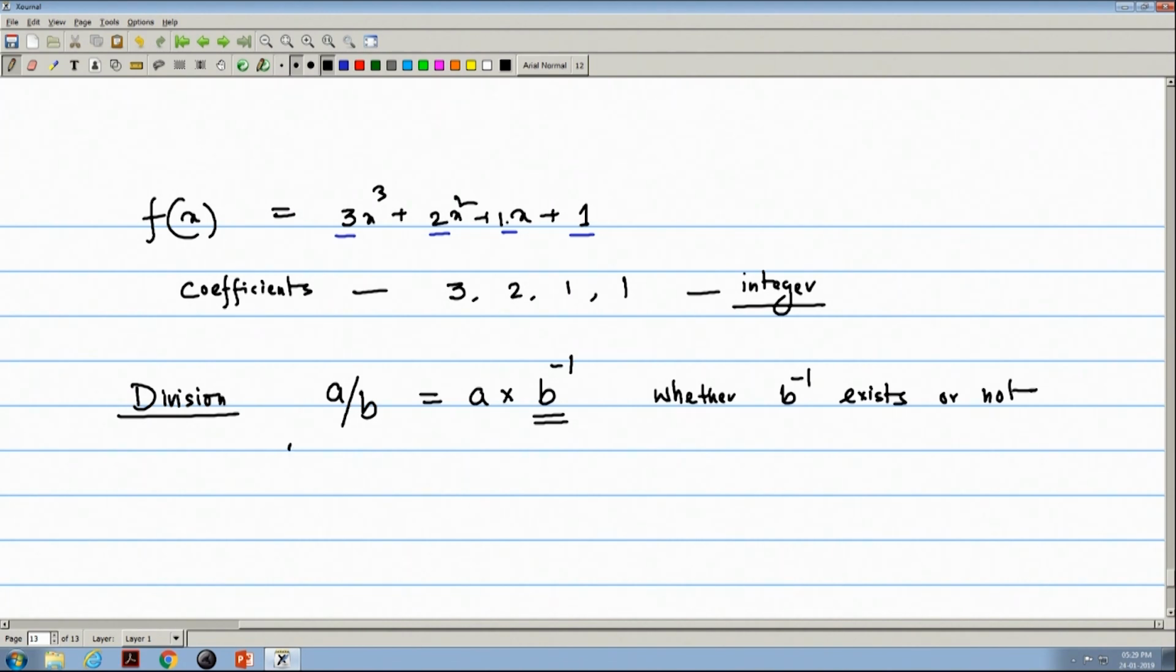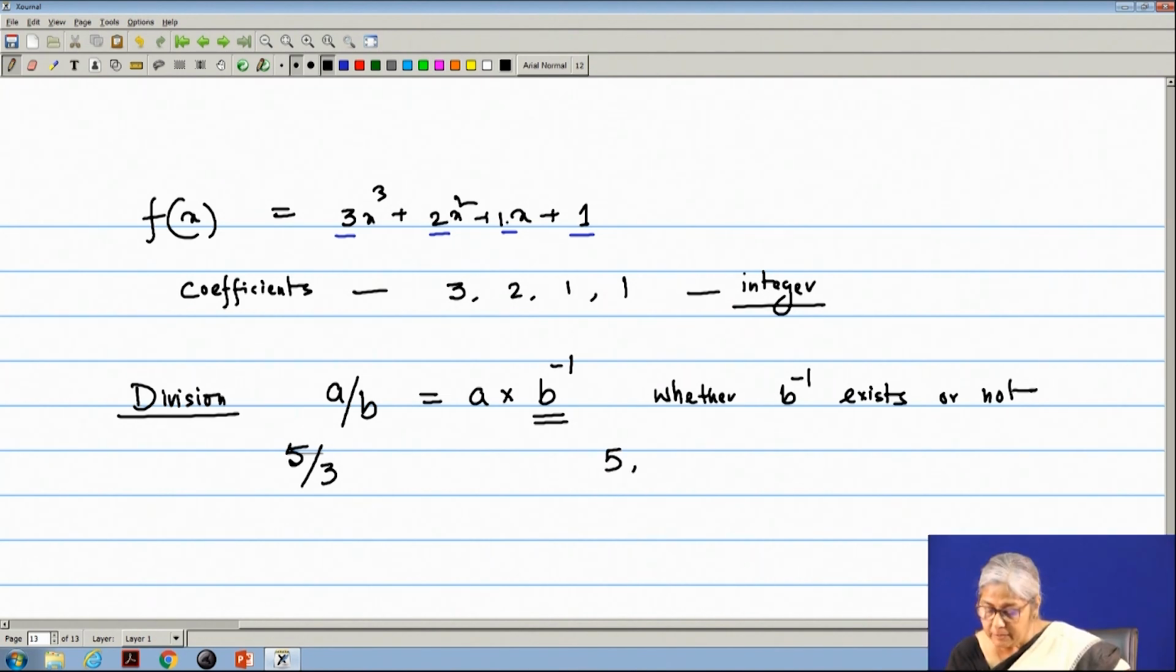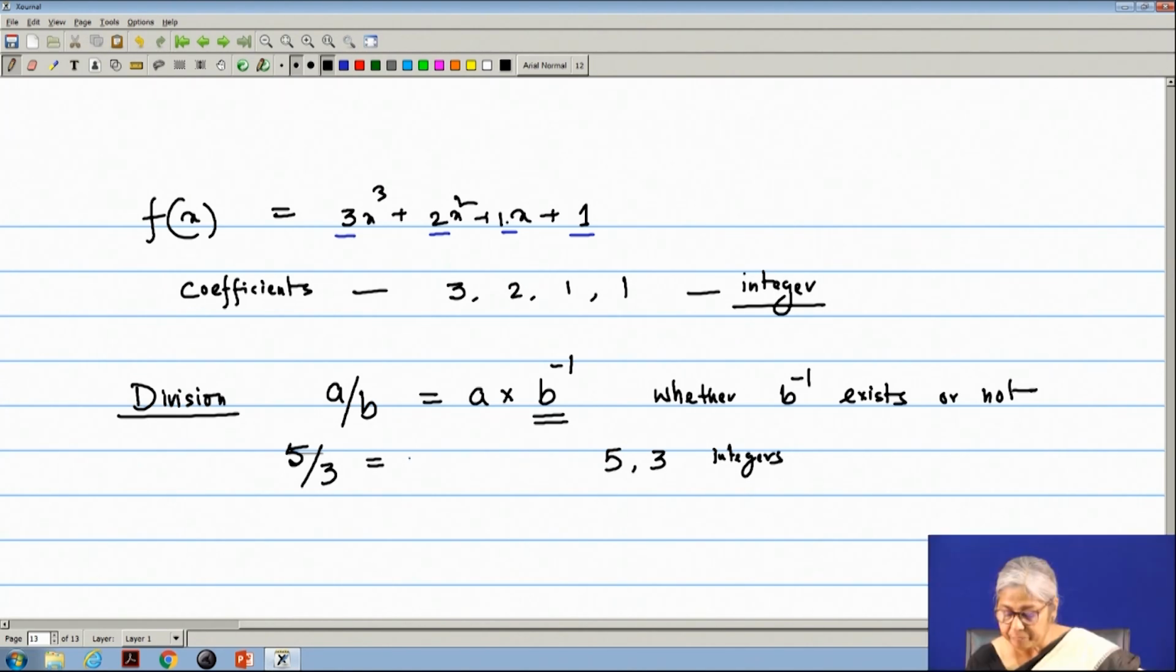Say I consider 5 by 3. So, 5 and 3 are integers. Okay. So, if my set is the integer set, then I know that I cannot get this 5 by 3 as an integer, but I know this 5 by 3 is 1 into 3 plus 2. So, that means here I get quotient 1 and remainder 2, okay. Quotient 1 and remainder 2.